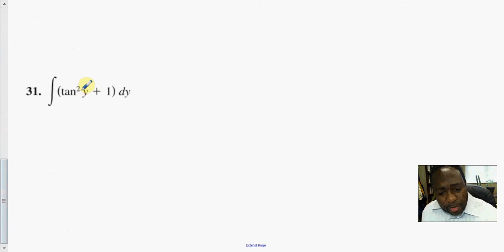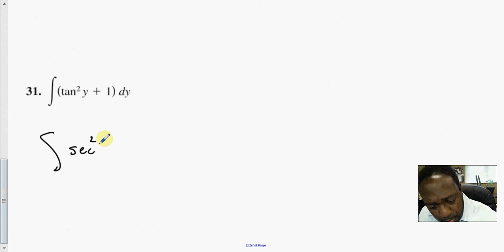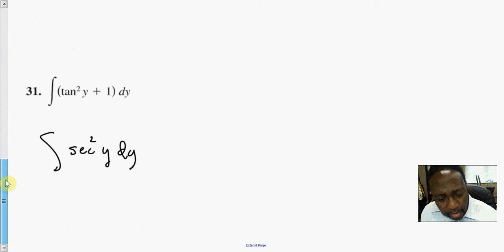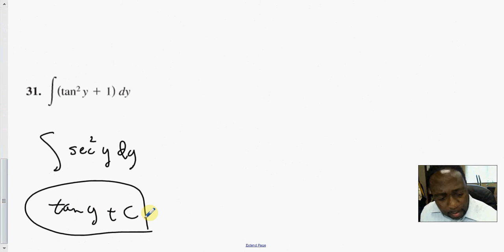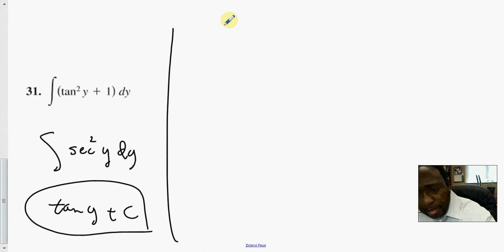Now, tangent square y plus 1 is equal to directly secant square. So this is the integral of secant square y dy. Now, if the derivative of tangent is secant square, then the integral of secant square is tangent. So this is tangent y plus some constant. Right? So do you see that?